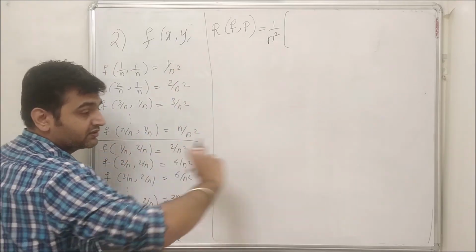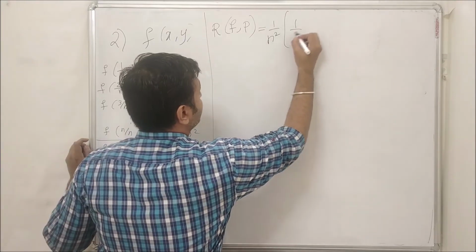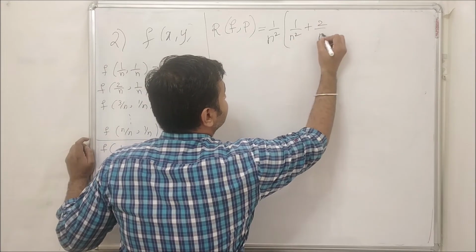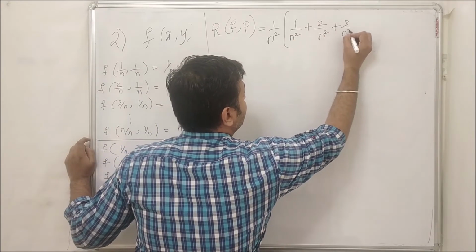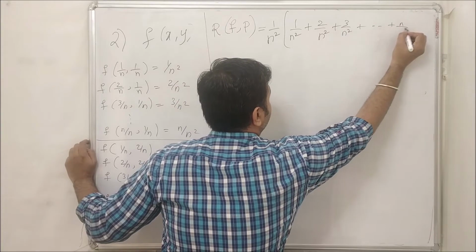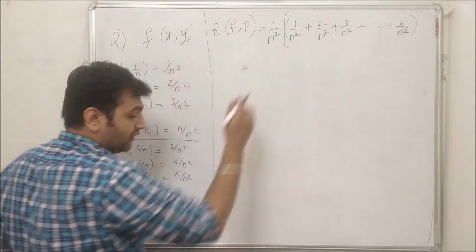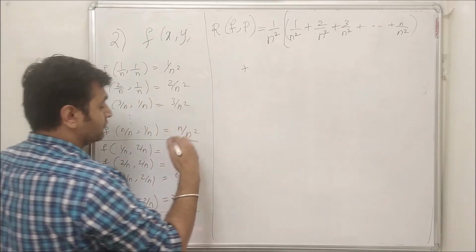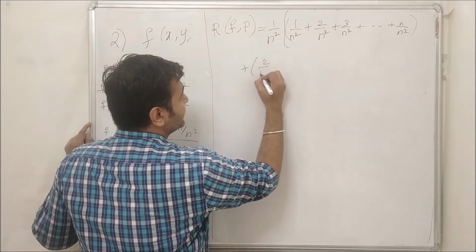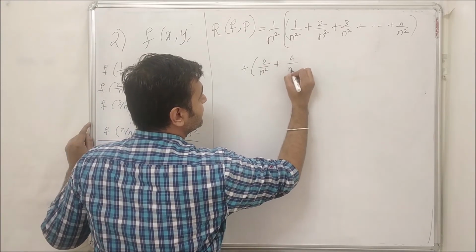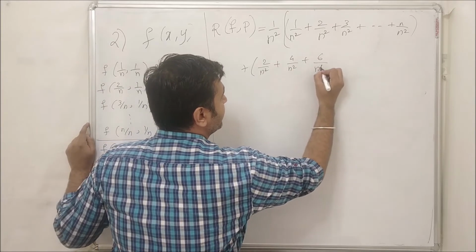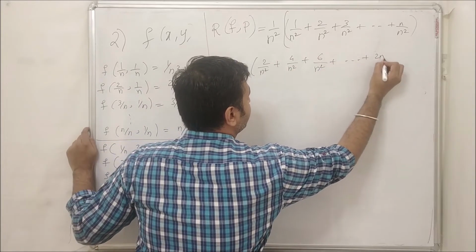So the bottommost rectangle will have the value 1 by n square, plus 2 by n square, plus 3 by n square, plus dot dot dot n by n square. Okay, this was for the bottommost rectangle. Plus now you go for the second one. That is nothing but 2 by n square, plus 4 by n square, plus 6 by n square, plus 2n by n square.